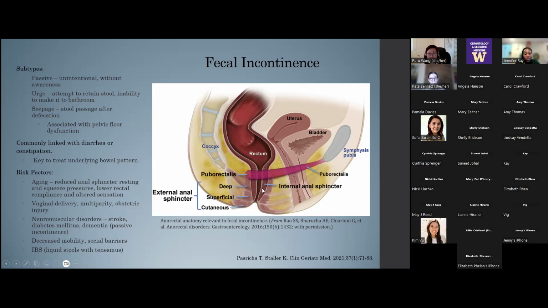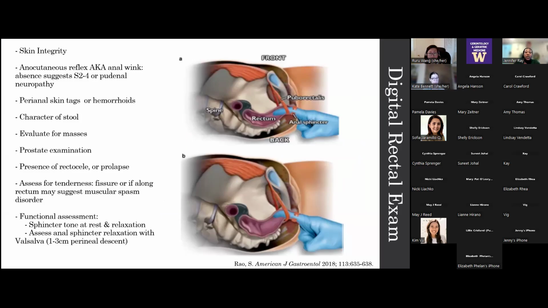with altered anatomy here. For women with vaginal deliveries with tears, even plus or minus tears, and who are multiparous, more than 1 kid, had an obstetric injury, that's going to put you at risk for getting fecal incontinence later. Neurologic disorders, common theme that we discussed previously, more for passive incontinence. Decreased mobility in terms of more urge fecal incontinence, social barriers. And then IBS, which I do see sometimes in my elderly, but it's definitely less common.